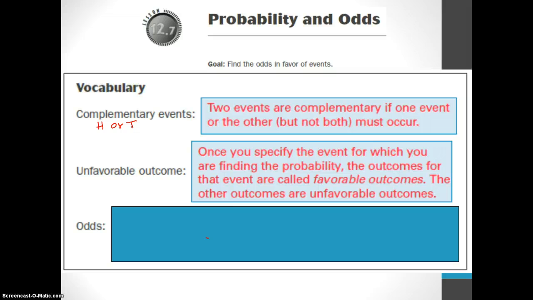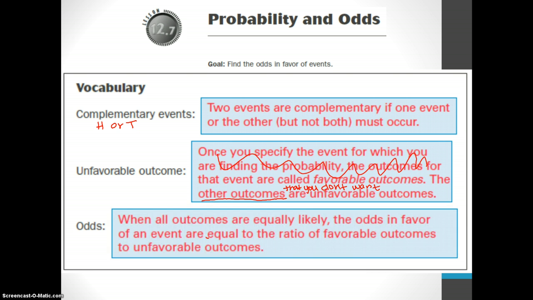Unfavorable outcome. Once you specify the event for which you are finding the probability, outcomes of the event are called favorable. The other outcomes are unfavorable. You could probably even just put the other outcomes that you don't want. The other outcomes that you don't want are unfavorable outcomes.